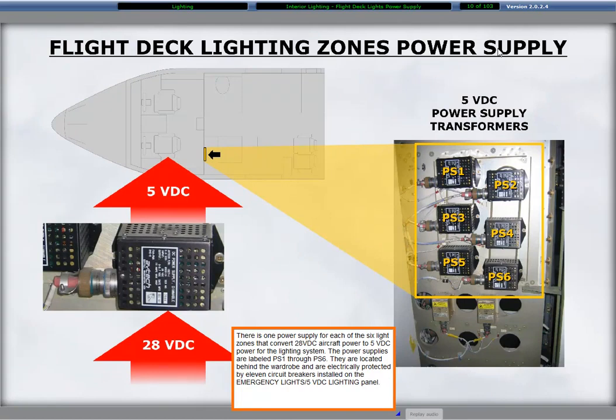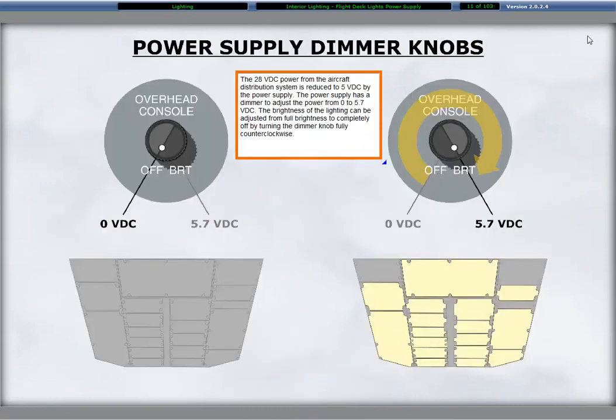There is one power supply for each of the 6 light zones that converts 28 volts DC aircraft power to 5 volts DC power for the lighting system. The power supplies are labeled PS1 through PS6. They are located behind the wardrobe and are electrically protected by 11 circuit breakers installed on the emergency lights 5 volts DC lighting panel. The 28 volts DC power from the aircraft distribution system is reduced to 5 volts DC by the power supply. The power supply has a dimmer to adjust the power from 0 to 5.7 volts DC.